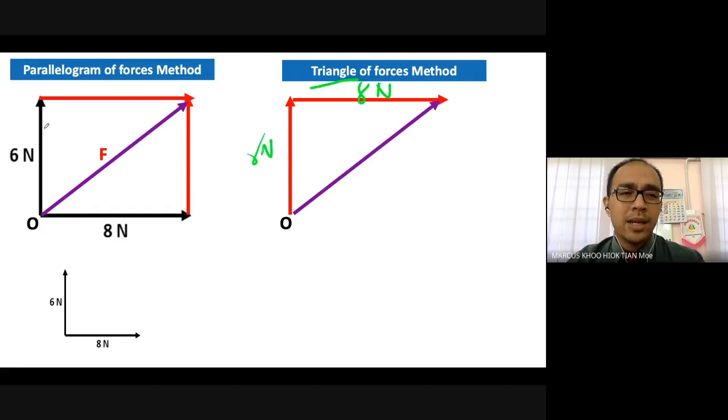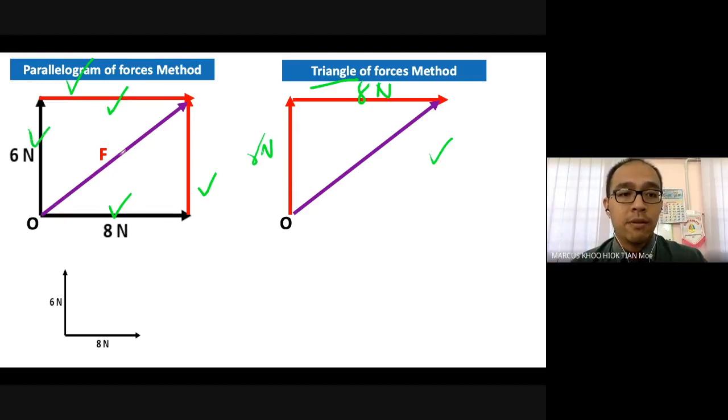So actually if you think about it, whether you use parallelogram or triangle, it is actually the same thing. But if you ask me, I prefer parallelogram, because it's easier to complete the square and then you draw the triangle, because you know that this force and this force must be the same direction, same length.